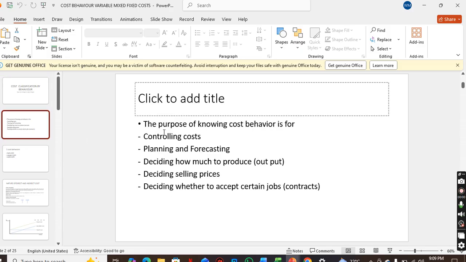Okay, so this is the purpose of knowing how costs behave, so that we can control these costs, we can plan and forecast for them, we can decide how much to produce, we can also decide the selling price, and we can decide whether to accept or reject certain jobs.